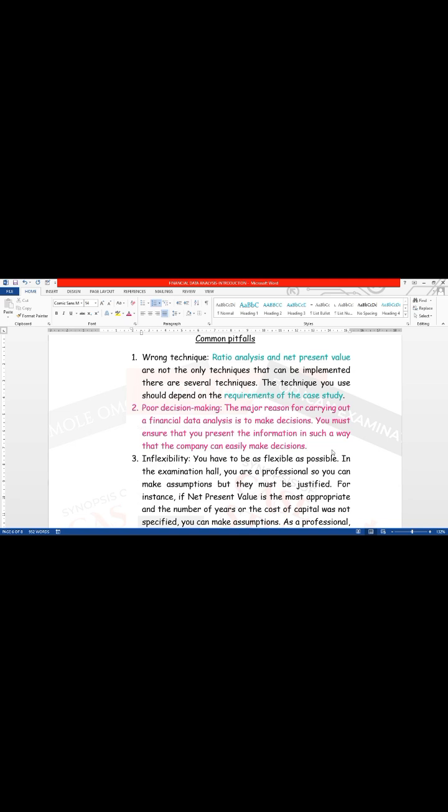Do you understand? So you have to ensure the major reason for carrying out financial data analysis is to make decisions. So you have to ensure that you present the information in such a way that the company can easily make decisions, without technical jargon, without big English that even you will be confused if they ask you to explain. So please make the English simplified, but keep it professional as well.